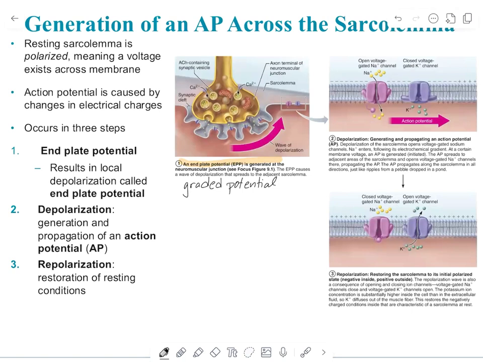So now the resting membrane is polarized, meaning that there's a voltage difference between the inside and the outside, more than normal. So the next step is because of those graded potentials, the end plate potential, there is an action potential that can occur. So that end plate potential, the local depolarization, can lead to depolarization, which is the beginning of an action potential. The second part of an action potential is the restoration of the resting conditions.